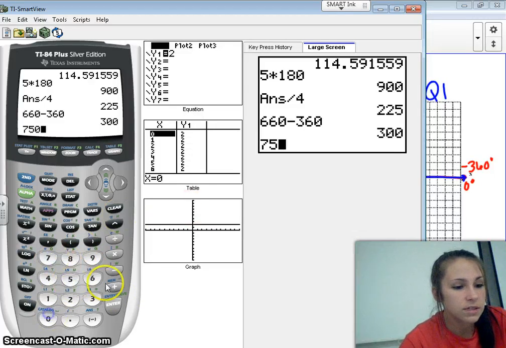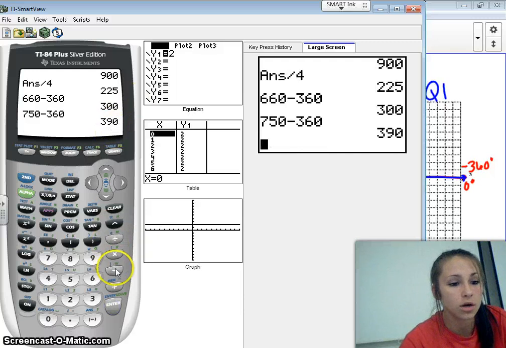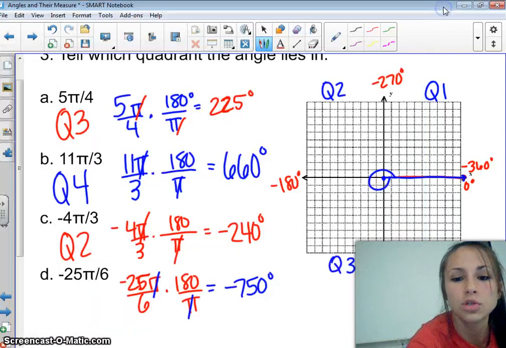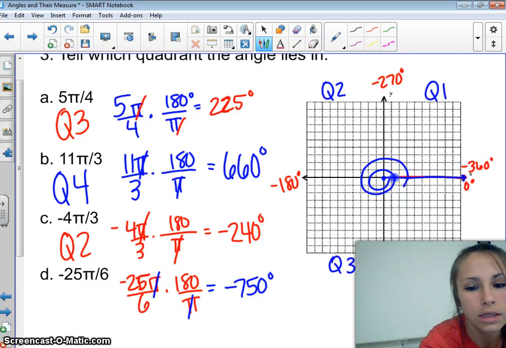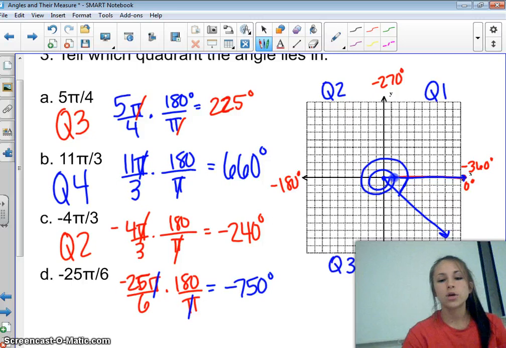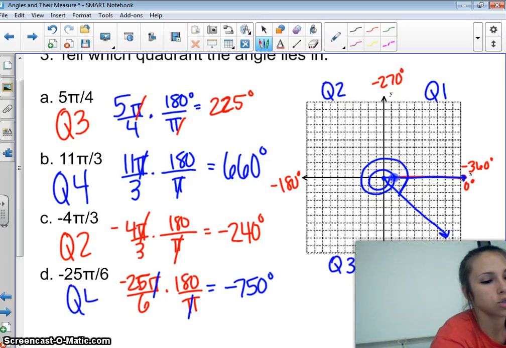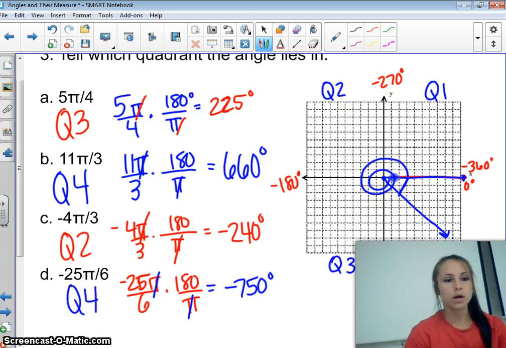So 750, if I subtract a full rotation, I've still got 390 to go. If I subtract another rotation, I only have 30 to go. So I went one rotation, here's 2 rotations, and so after I do those 2 rotations, I'm at 720, I've got to get to 750, so I've got to go 30 more degrees down. And so that's going to be somewhere right there, and so that would fall in quadrant 4. Alright, so that's how you would do that.